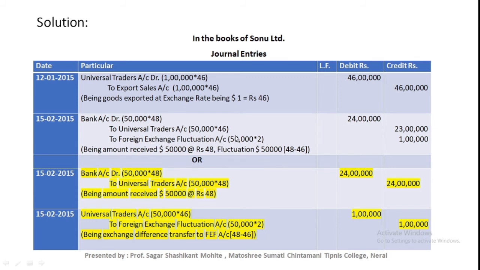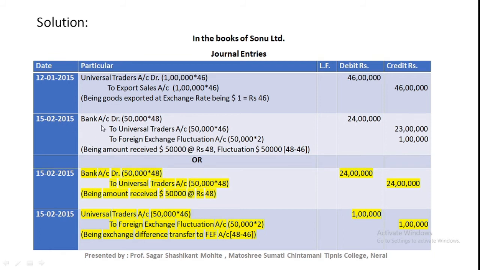We are receiving payment of $50,000, and the profit portion for each dollar is rupees 2 per dollar. That means 48 minus 46 is rupees 2 per dollar. So the profit portion will be 50,000 into 2, that is rupees 1 lakh. Narration will be: being amount received $50,000 at the rate of rupees 48, fluctuation of $50,000 at the rate of rupees 2 per dollar. This is the second journal entry. This is the combined journal entry.